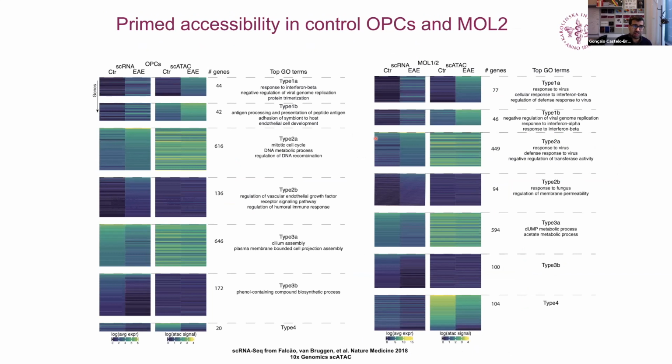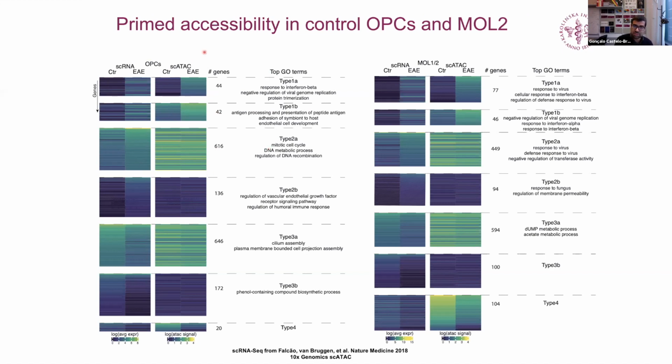And since we had single-cell RNA sequencing data and single-cell ATAC-seq data, we could actually, in each of the populations, OPCs and mature oligodendrocytes, separate genes by categories, by types. For instance, genes that had increased RNA expression and increased chromatin accessibility, and these are type 1 genes. And what was interesting to see is that within these type 1 genes, we could find some genes that already had primed chromatin accessibility, but still had an increased chromatin accessibility in the mouse model of MS. But then we also have genes like the type 2 that also have an increase in RNA expression in the mouse model of MS, but the chromatin accessibility does not change.